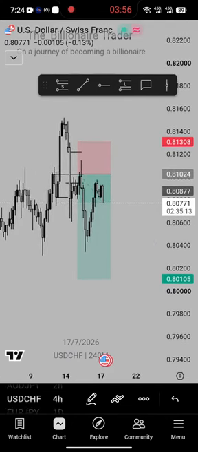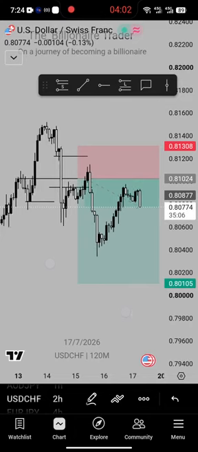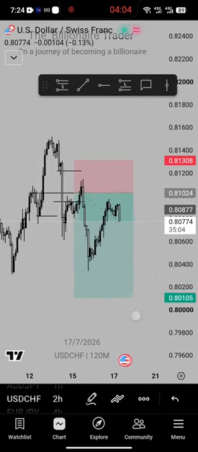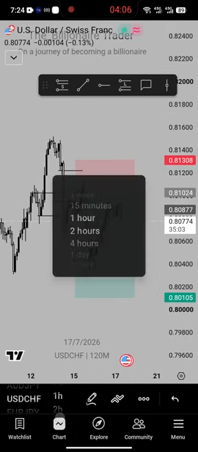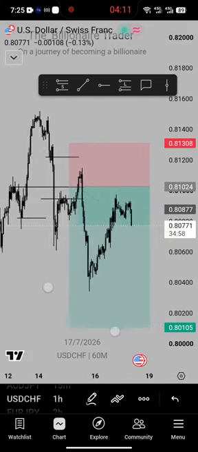But let's go and do our refinement. This is the 2 hours time frame. What do we have? We still have the same high as the SL. So let's go to the 1 hour time frame. On the 1 hour time frame, we can actually refine further.